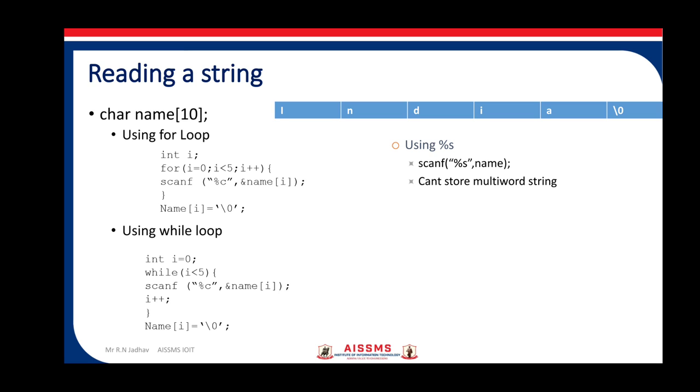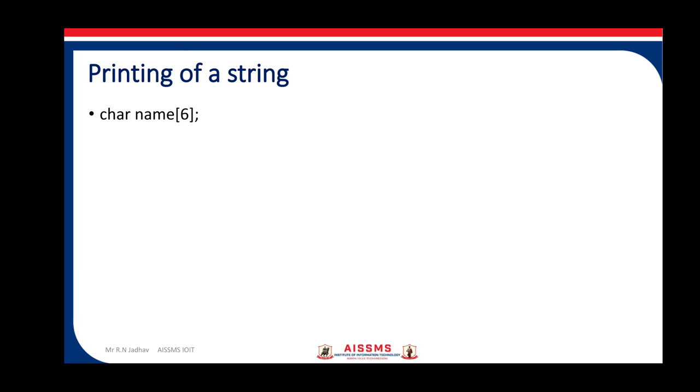The drawback of using %s is it cannot store a multi-word string. Suppose my name is having size 10, and if I am giving the name in multiple words, that cannot be accepted. So to use a multi-word string, you can use the function gets. So gets and the name of your string. Here it can read the multi-word string.